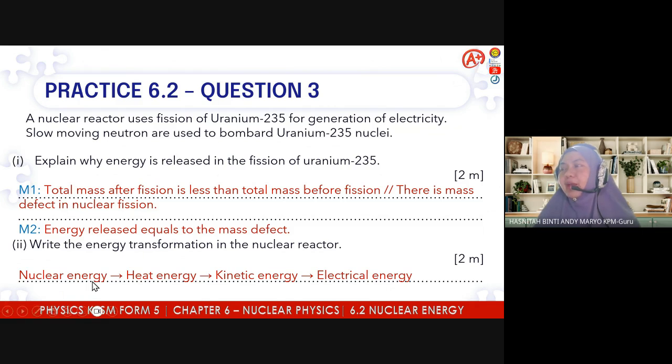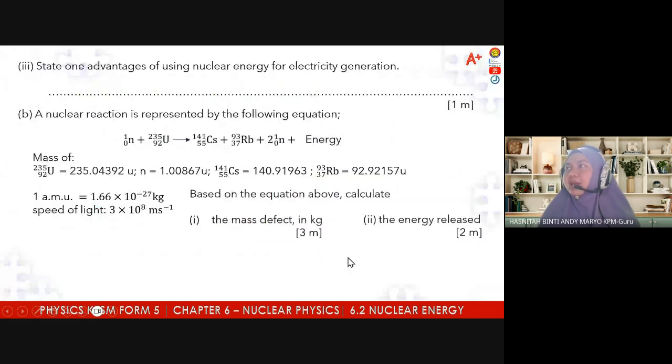So from nuclear energy, transform to heat energy, transform to kinetic energy, transform to electrical energy. All right. Okay. Next. One advantage of using nuclear energy, student. Can you give one advantage of using nuclear energy instead of coal or hydro? What is one advantage of nuclear energy? So you can write more than one answer here.